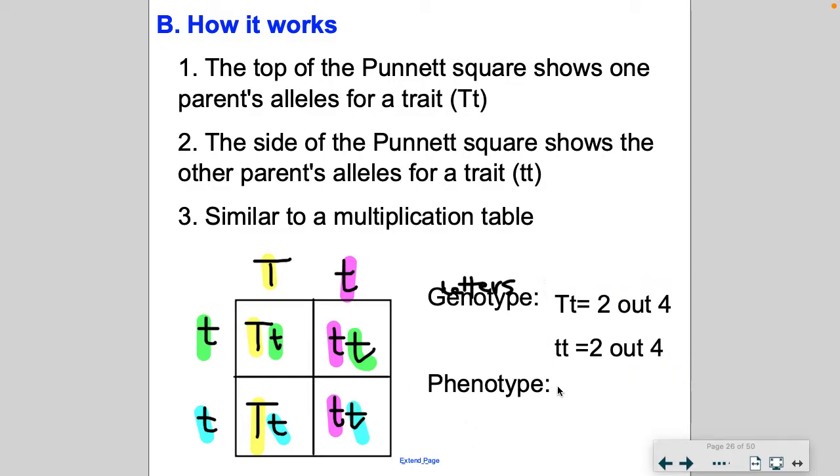Okay, the phenotype. What is phenotype? Phenotype is the physical characteristics. What do they look like? Well, I didn't tell you what T stood for. Maybe big T stands for tall, and little t is the allele for short.